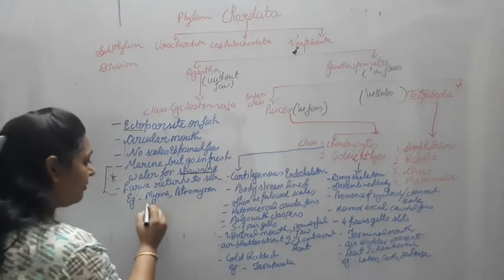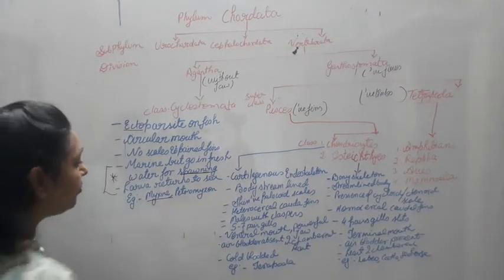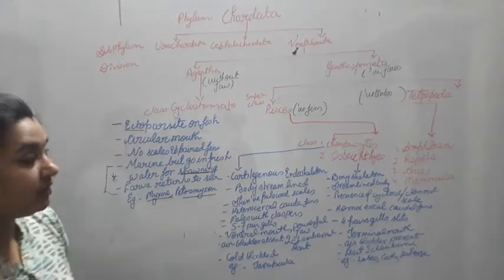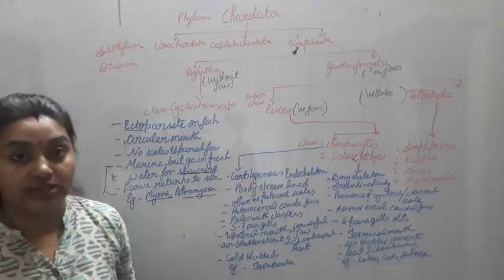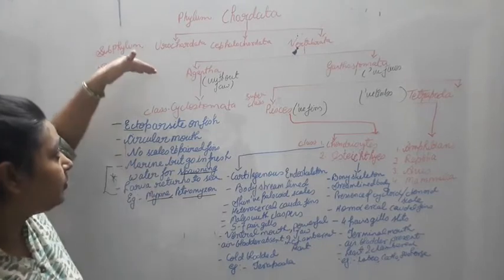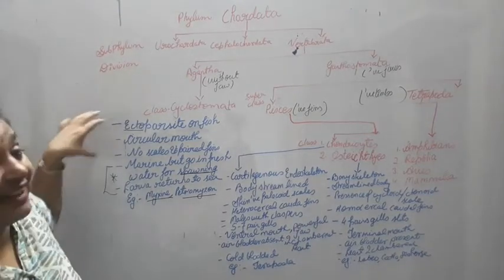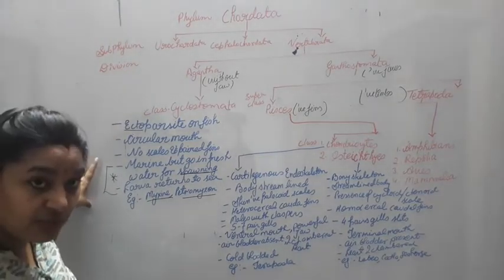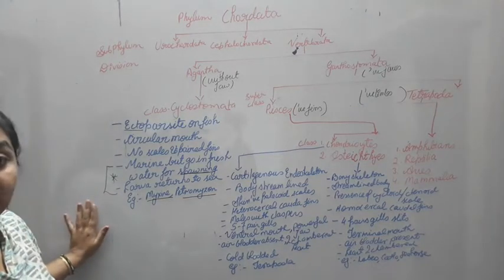For example, Myxine is there, Petromyzon is there. These are the examples of Cyclostomata, right? So hope you have understood what Agnatha and Cyclostomata tell you. So these are its characteristic features.